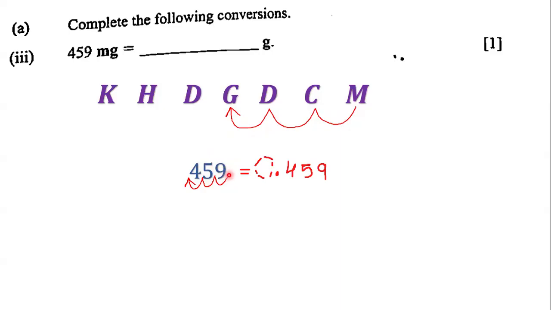So the decimal point is behind the 9. And how many times are we gonna move over, Leslie? 3 times. Very good. So we're gonna go 1, 2, and 3. That makes sense? So that means that the decimal point is now in front of which number? In front of the 4. Very good. And then we just put the 0 as a placeholder. So the answer is 0.459 grams.